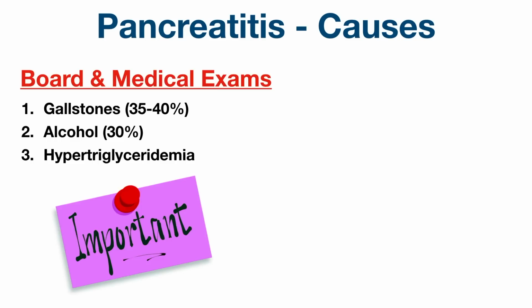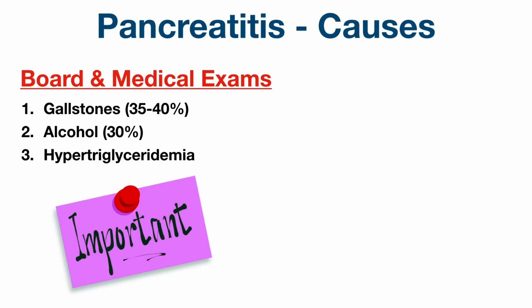The three main causes of pancreatitis to remember are gallstones, alcohol, and hypertriglyceridemia. They are the more common causes of pancreatitis and are also important to remember for board and medical exams. Exam questions pertaining to pancreatitis will often have a patient with a history of gallstones, alcohol abuse, or high triglyceride levels.